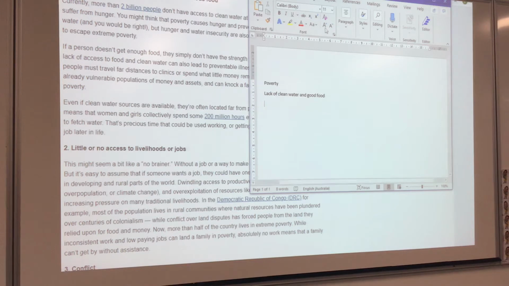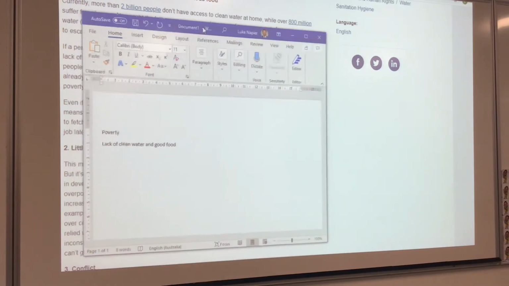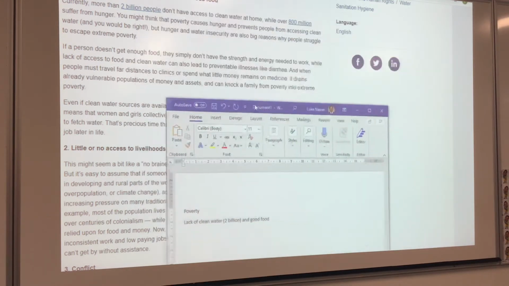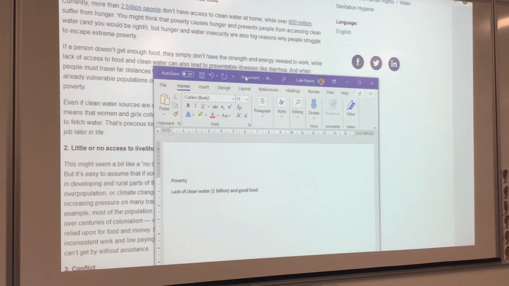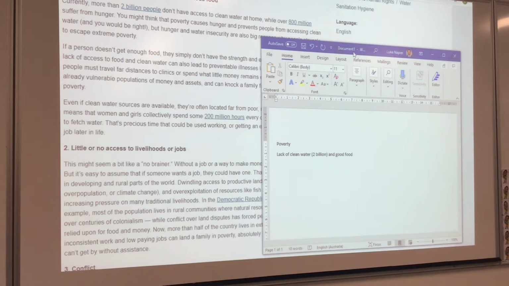Okay, I'm going to read through that and go, okay, a lot of people don't have that. Currently 2 billion people don't have access to clean water. Good food. People struggle to escape extreme poverty. So the question that you've got to ask yourself is, why would clean water and good food cause poverty? If you can't get access to clean water, how would that cause poverty?